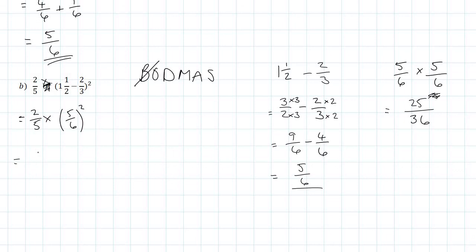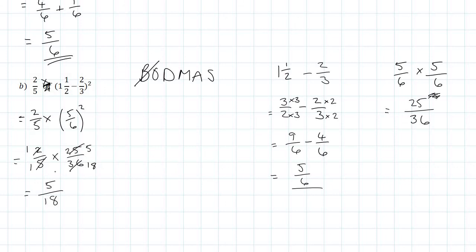Just keeping this working here. So I've got 2/5 times 25 over 36. Now there is a bit of simplifying I can do here on the diagonal. So 5 and 25 are both in the 5 times table. 5 divided by 5 is 1, 25 divided by 5 is 5. And 2 and 36 are both in the 2 times table. So 2 divided by 2 is 1, 36 divided by 2 is 18, and then this is really nice and easy. 1 times 5 is 5, 1 times 18 is 18.